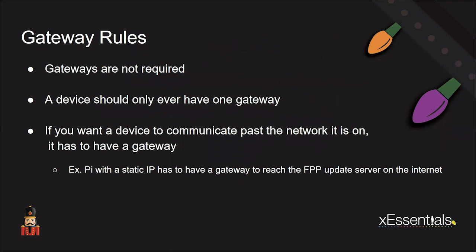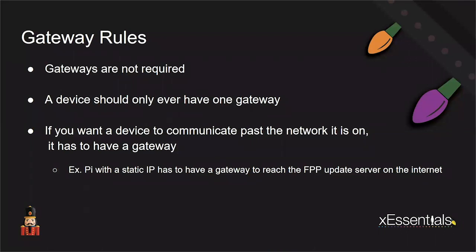So the first rule of gateways is we don't need gateways. If I'm just talking between a Pi and a Falcon controller, and that's all I'm doing, I don't need a gateway address because they're staying on the same network. All those messages are staying between there. However, if I want my Pi to be able to talk out to the FPP update server, that needs to go out to the internet. It would need a gateway.